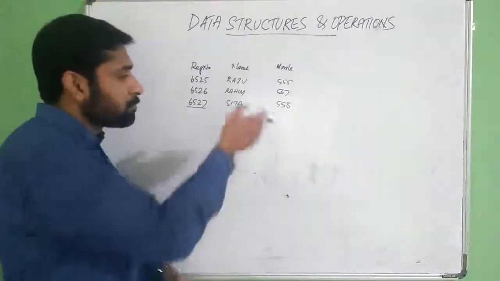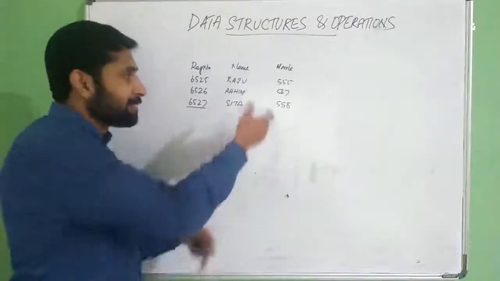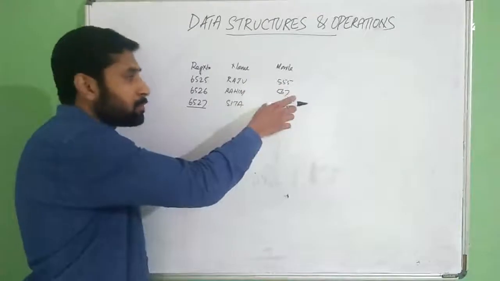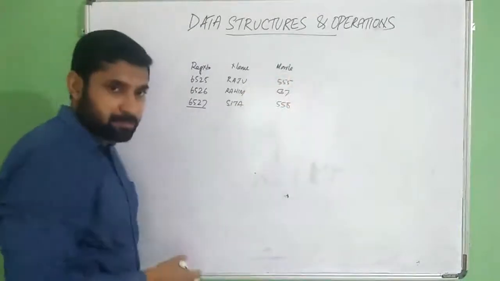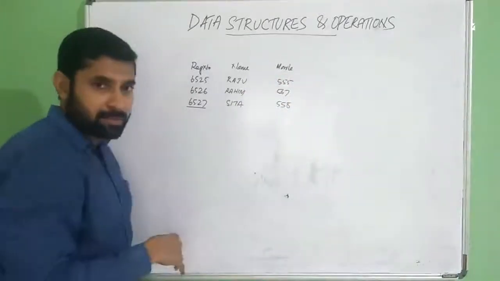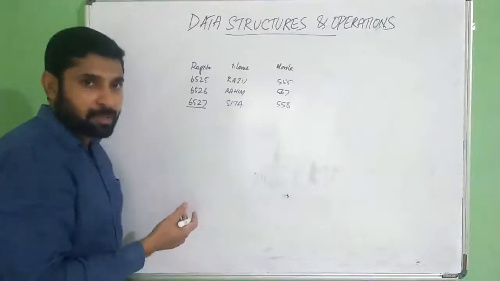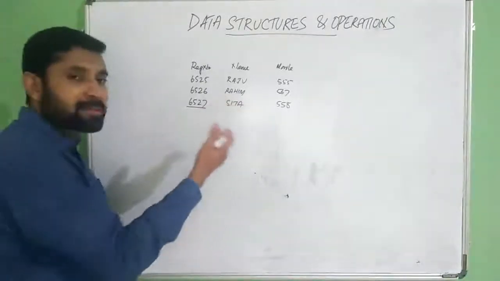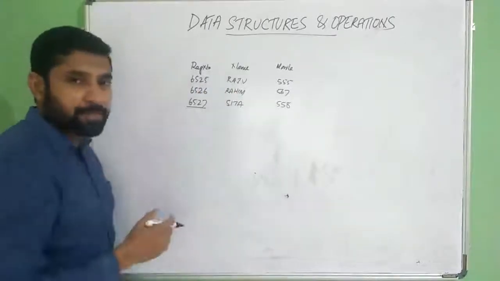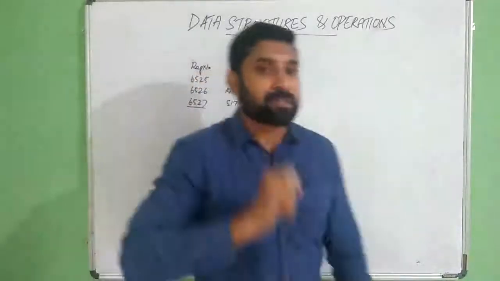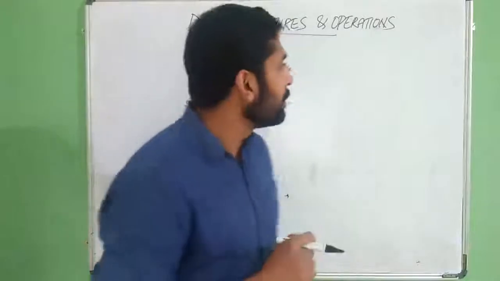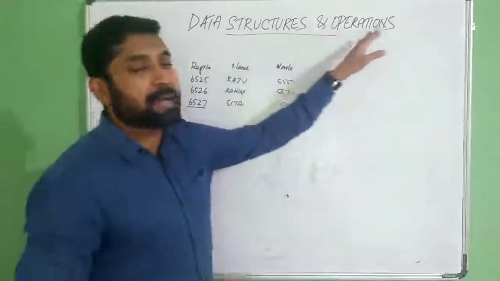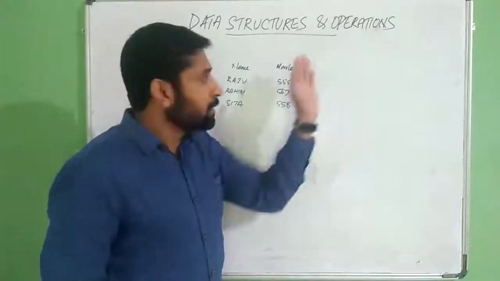Suppose we want to rearrange this data in a way that the top scorer comes first. Say we are preparing a rank list. It's an operation. Suppose some erroneous data is there and we want to delete that. So all these are operations. So here our topic is about data structures and operations.